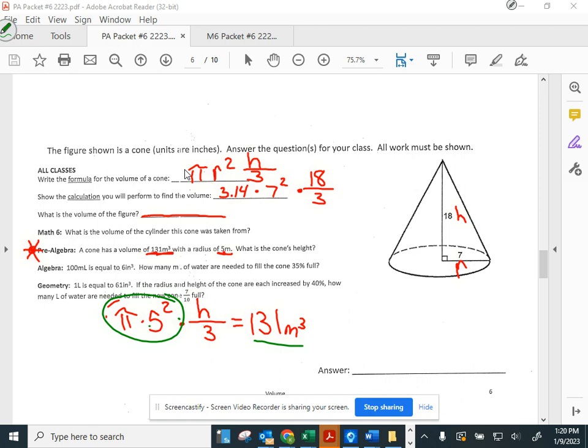Then we have H, our height, divided by 3. What's the opposite operation, Emily? Multiply. So we're going to take this answer and we're going to divide. Then we want to get H by ourselves, so we're going to multiply that by 3. So we're just doing those opposite operations that we know how to do.